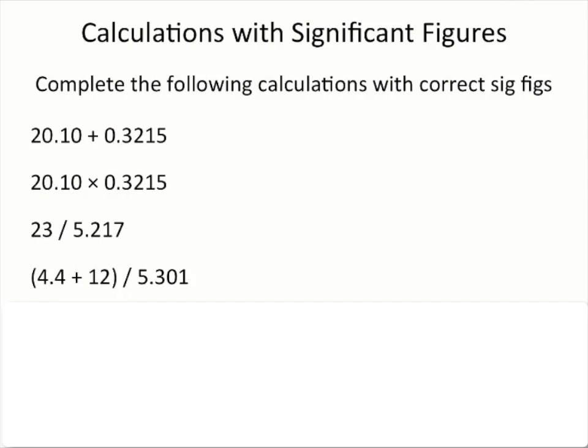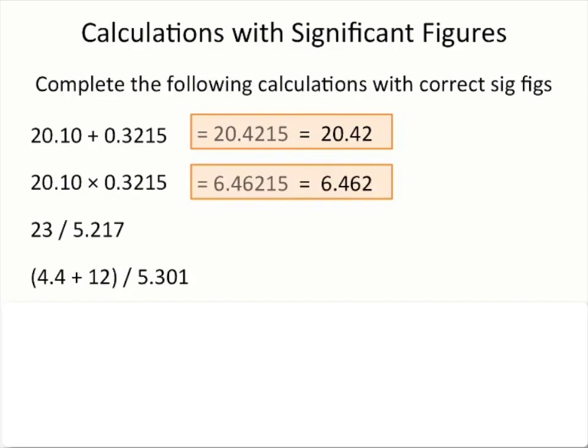Okay, so on the first one we're adding, and the calculator answer looks a little something like this, 20.4215. But since there's only 2 decimal places in the 20.10 number, then your answer only has 2 decimal places. Whereas if you multiply these numbers together, it's a different rule when you multiply and divide. Here we are worried about the total number of significant figures, which is 4 for both numbers. They both have 4 sig figs. And so then you round your answer to 4 sig figs total, irrespective of where the decimal point is.